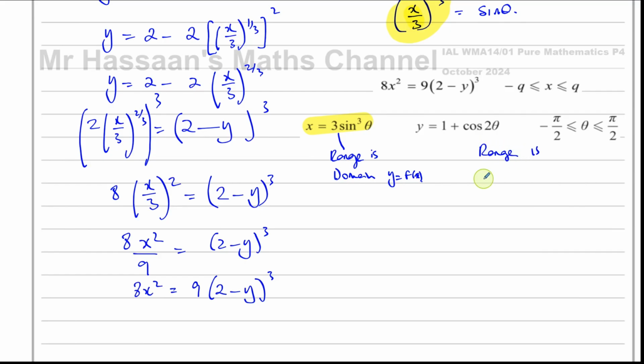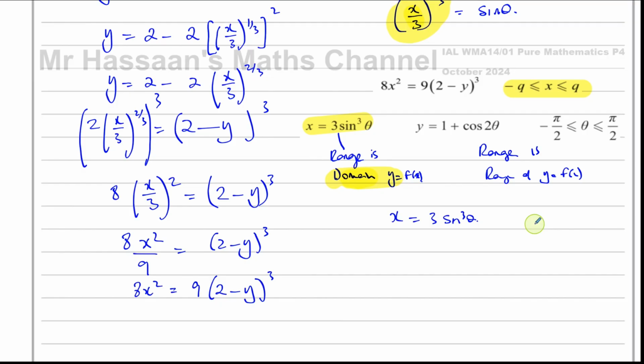So the range is the range of y equals f of x, the range of the Cartesian equation, right? So we're concerned about this. We want to find the domain. This is the domain. So we need to find the domain of this function here. Okay, so we need to find the range of this function here. That will be the domain of our function. So we've got to concentrate on this, x equals 3 sine cubed theta. Now, what will this look like?